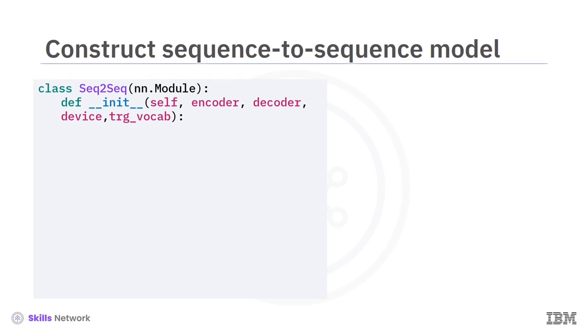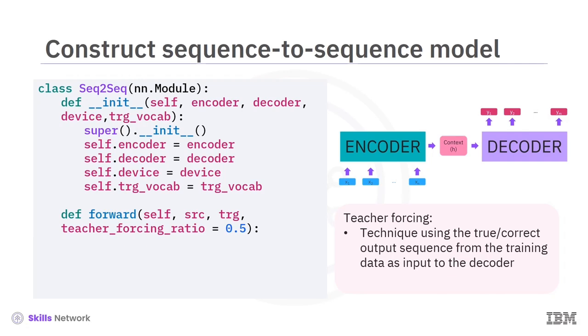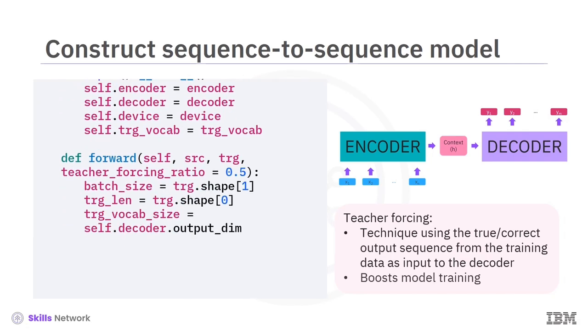Targ vocab as inputs. The forward method, accepting source and target sequences and a teacher forcing ratio, manages the model's forward pass. Teacher forcing is a training technique used in sequence-to-sequence models that involves using the true or correct output sequence from the training data as input to the decoder, instead of using the previously generated output from the model itself. It boosts model training. Initialize batch size, targ len, and targ vocab size.